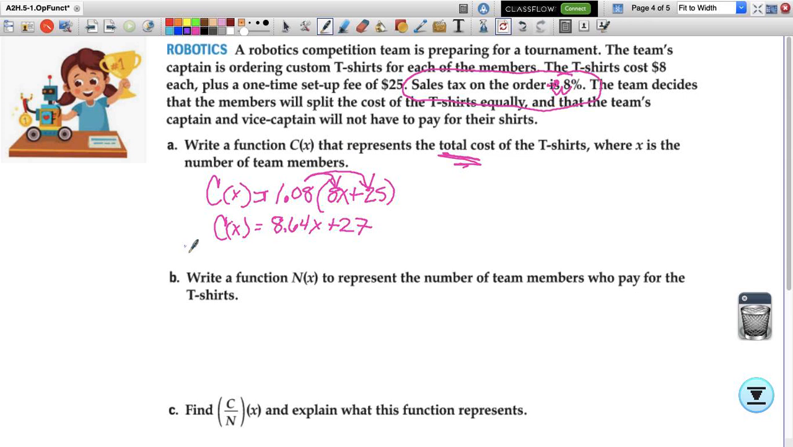In the next question, they say write a function to represent the number of team members who pay for the t-shirts. So they didn't tell us that x is going to be anything different. So we can assume that x is still the number of team members.